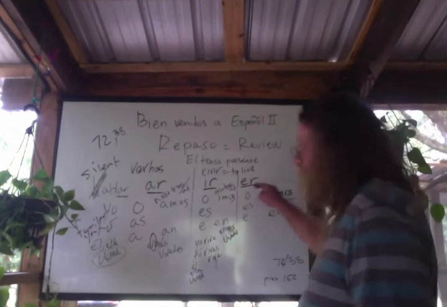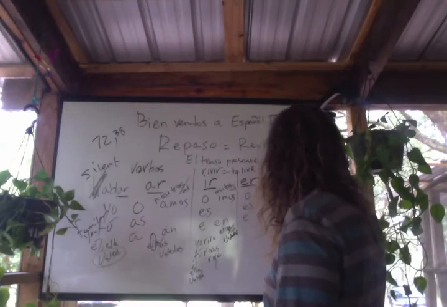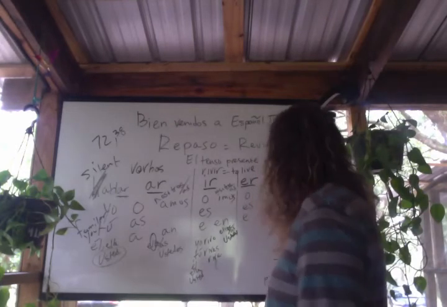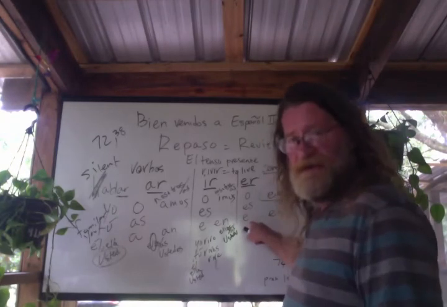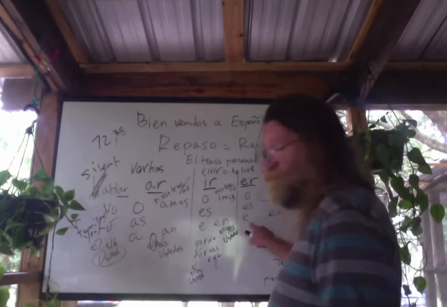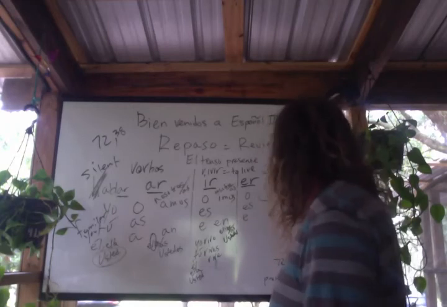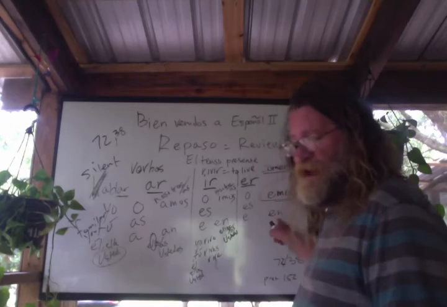Now, for example, with ER verbs, let's take the example of comer, which means to eat. And so we're going to say I eat, you eat, he eats, she eats, you formal eat, we eat, they eat, and you all eat.